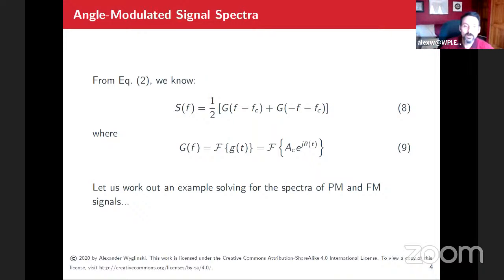So what we have here is the spectrum is still going to look almost the same. It's going to be the same as from equation 2, where G of f is going to be the Fourier transform of G of t. Okay, so far so cool. And that in turn is going to be the Fourier transform of AC, which is a constant, times e to the j theta t. In that case, we have to be very mindful.